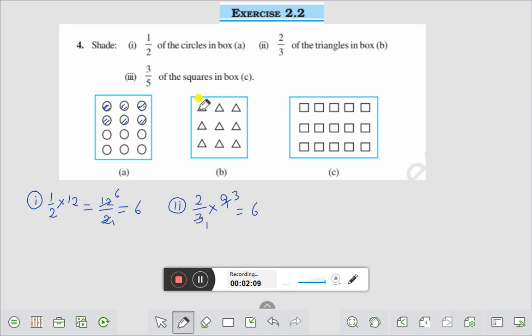That is 1, 2, 3, 4, 5 and 6. We have set 6 triangles.